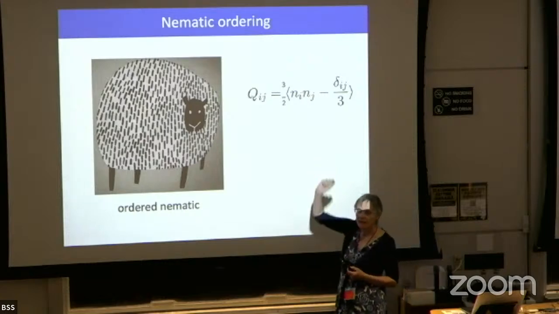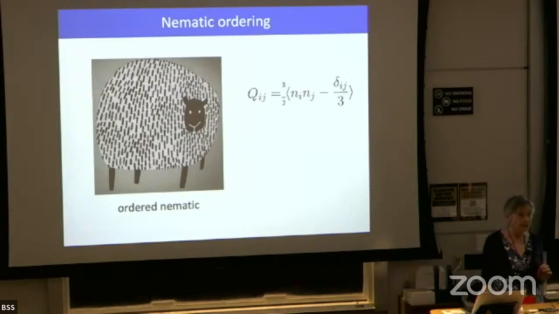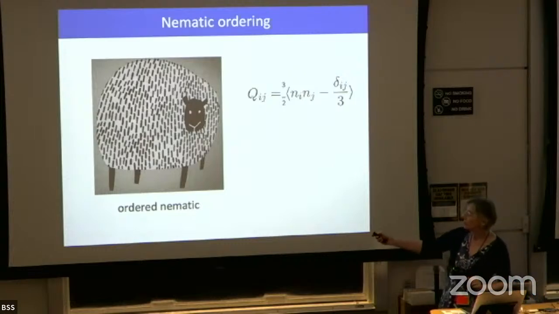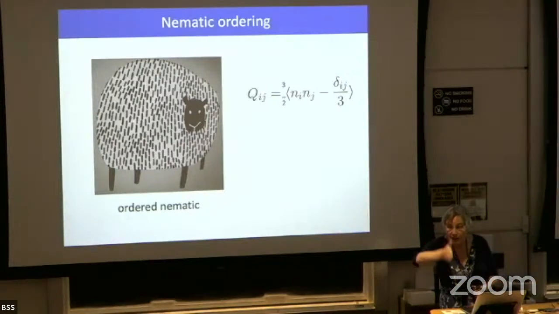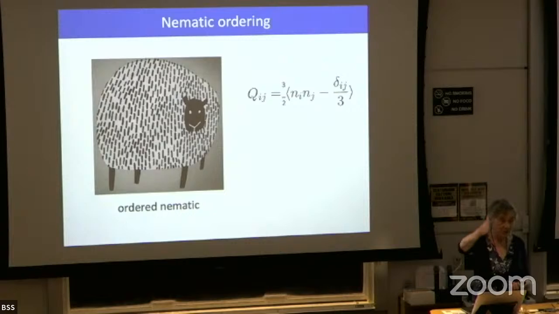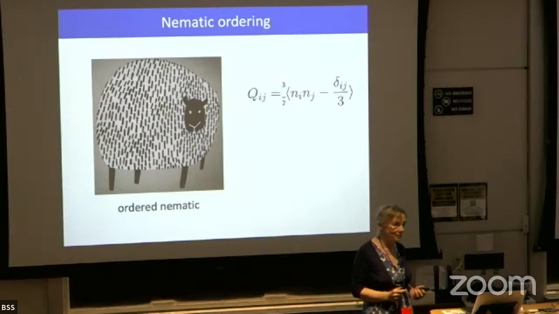The Q tensor is a traceless symmetric tensor. And the reason that it can describe what's going on in these systems is that its largest eigenvector gives you the direction that the nematogens are pointing, and its largest eigenvalue tells you how ordered they are.